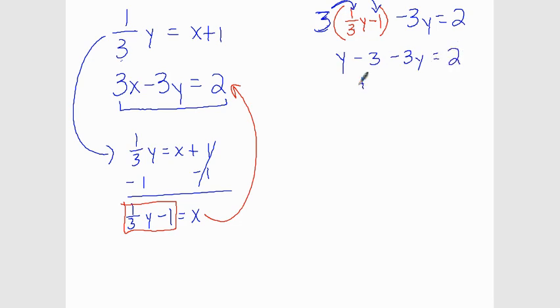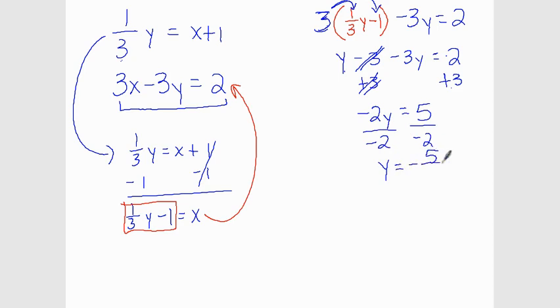Let's go ahead and add the constant to both sides. And since that's gone, I'm going to get y minus 3y, that's a negative 2y equals, and then I get 3 plus 2 is 5. And then we'll end it by dividing by negative 2, and I get y equals negative 5/2. Okay, so there's my y value.